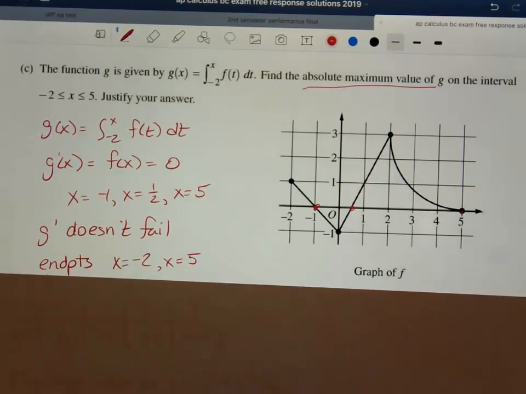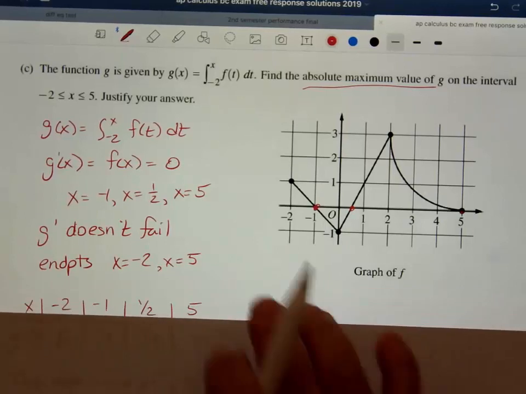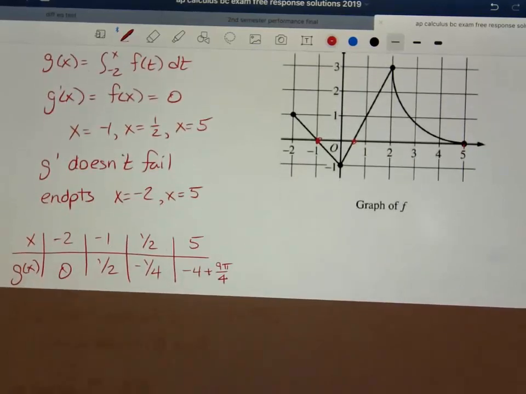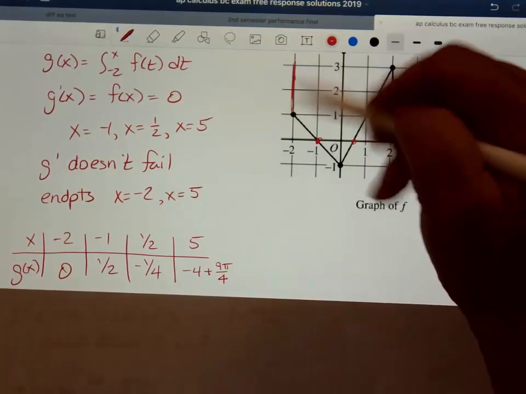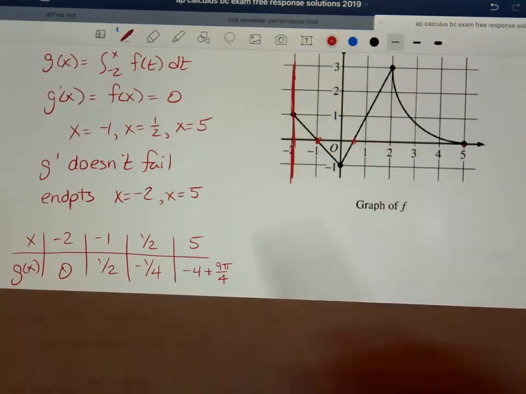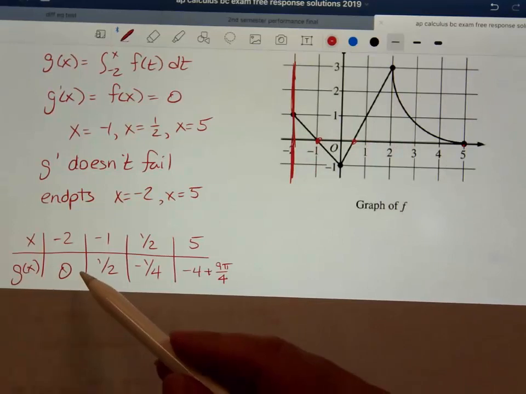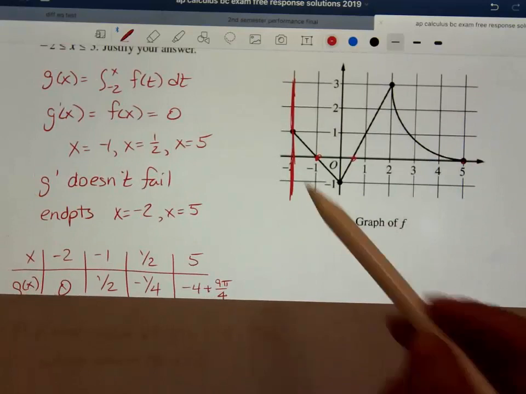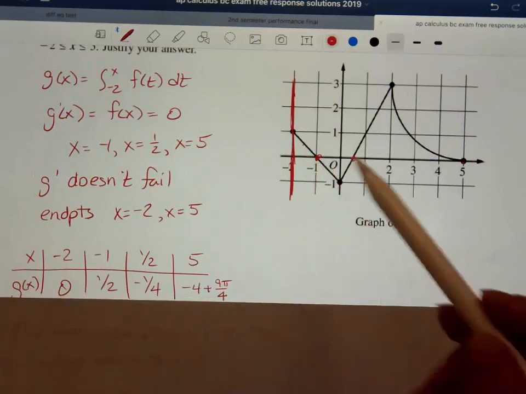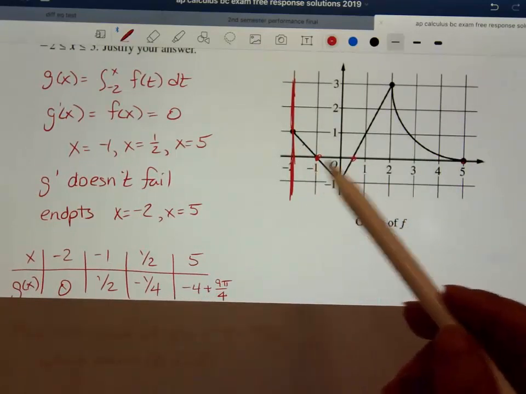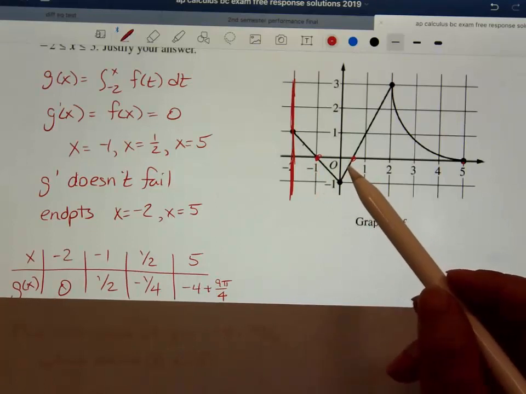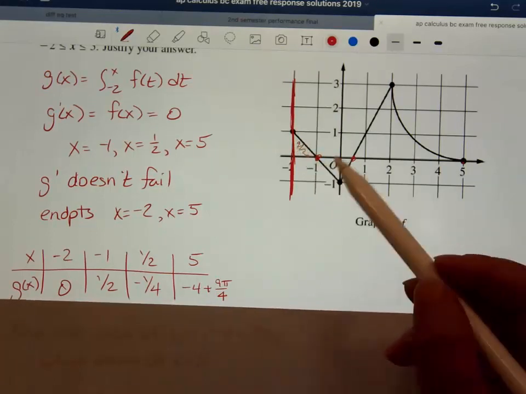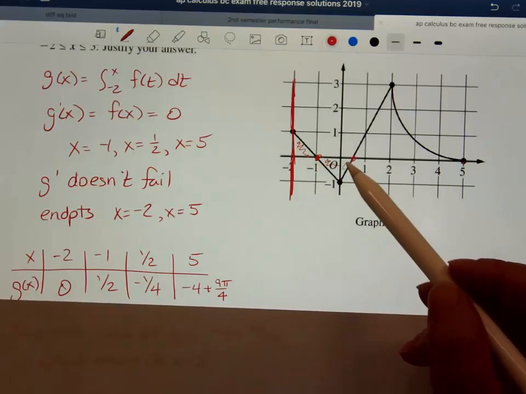The endpoints are -2 and 5, so we use all of those points on our chart. And the chart is basically, remember, the area from -2 to the right. So at -2, the area is 0, of course. At -1, the area of that triangle is 1/2. The area up to 1/2, these two, remember we said crossed out. So this area here is all that's left.